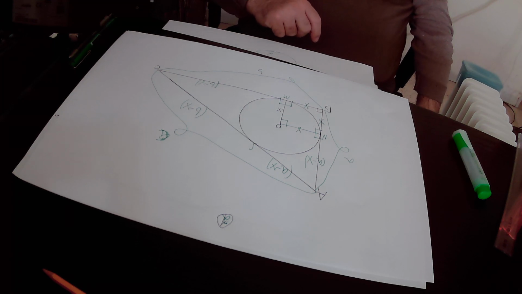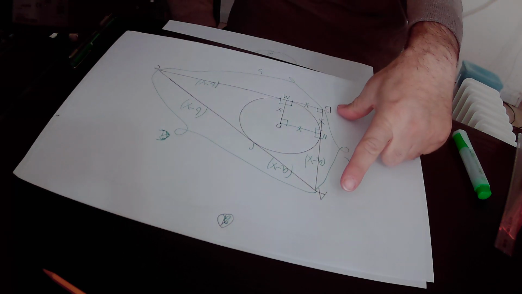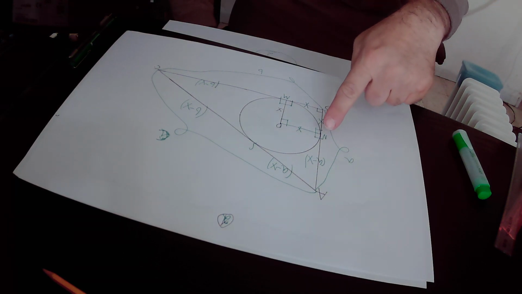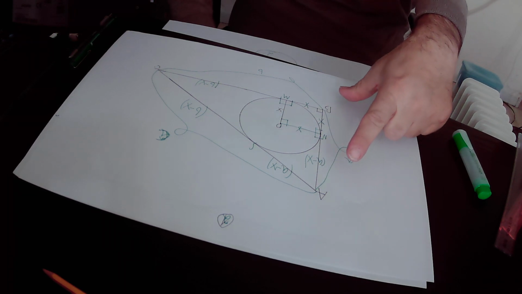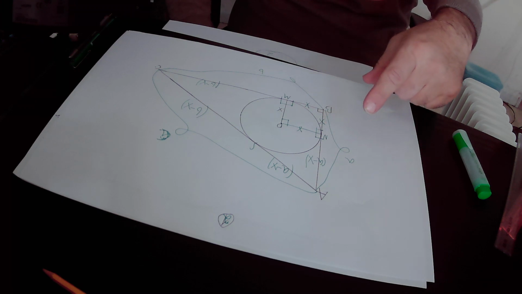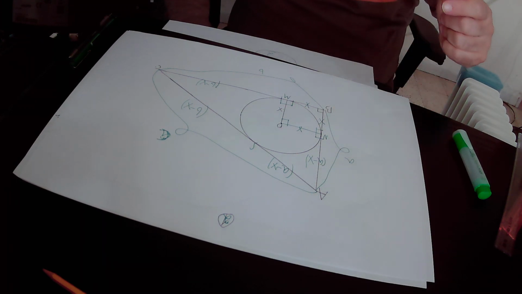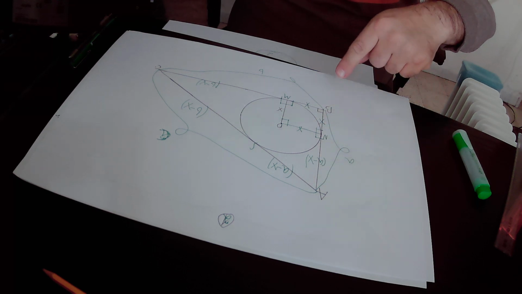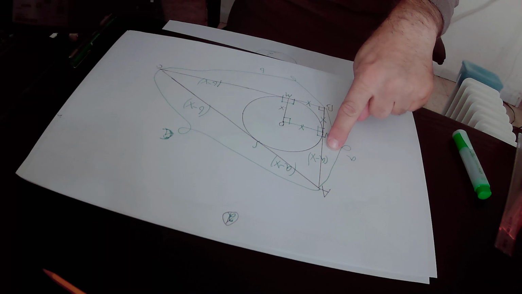Okay? So if NB is x and AB is A, then AB minus NB must be equal to AN. AB is A, NB is x. Therefore A minus x must be equal to AN. Again, A minus x equals AN. Therefore, AN equals A minus x.